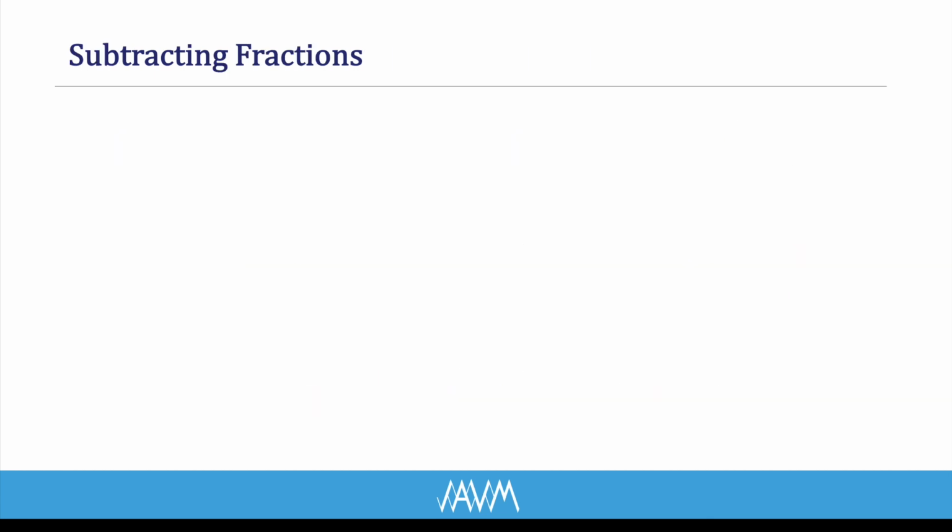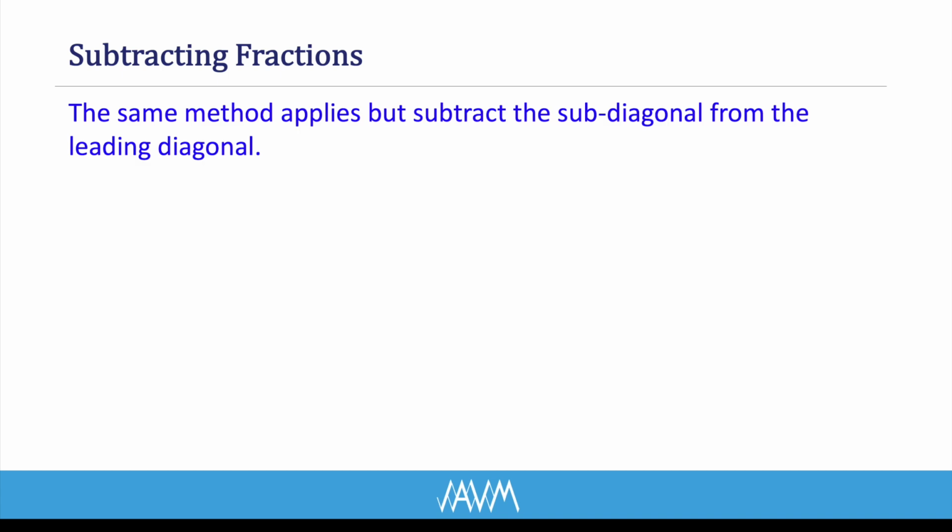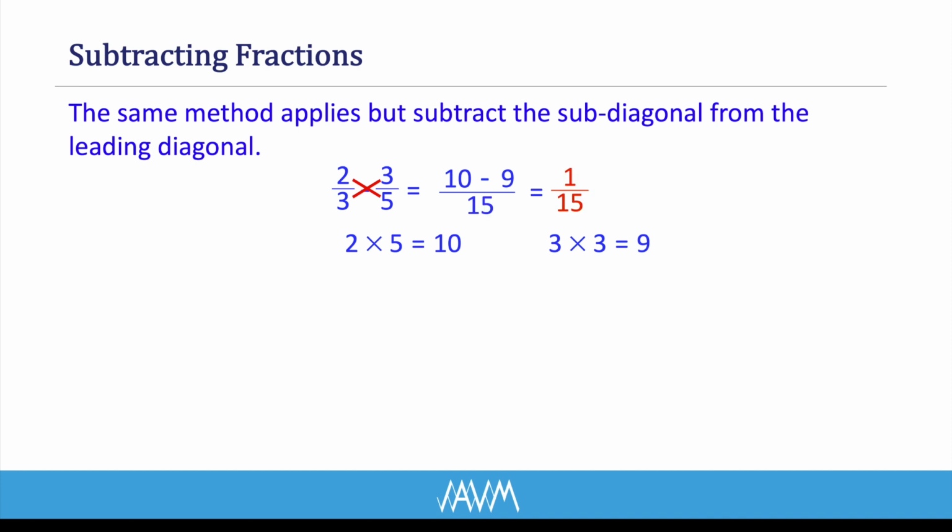Now let's move on to subtracting fractions. The same method applies, but we subtract the subdiagonal from the leading diagonal. Here is an example. 2/3 minus 3/5. The leading diagonal is 2 times 5, gives 10. The subdiagonal is 3 times 3 is 9, and we subtract that. So the numerator is 10 minus 9, which will give 1, and the denominator, as before, is 3 times 5, 15, and so we have 1/15.